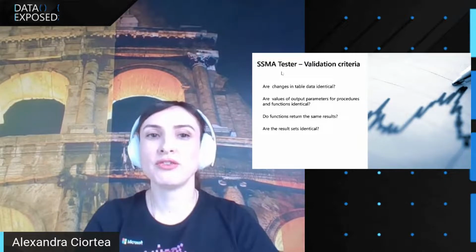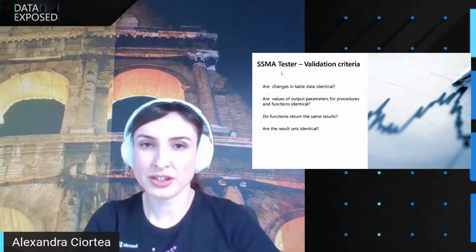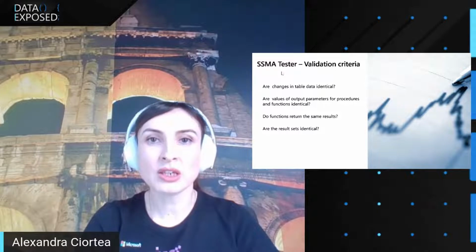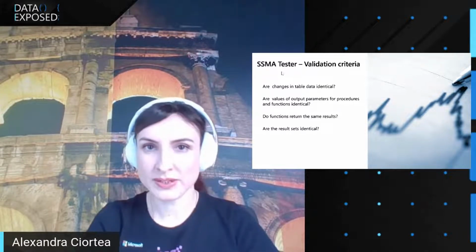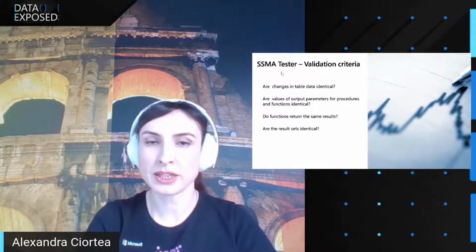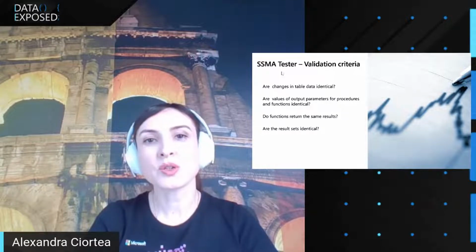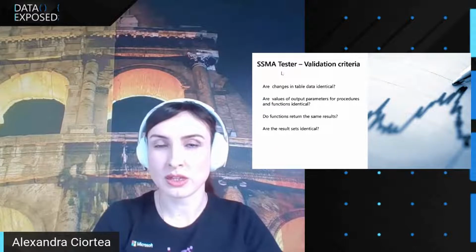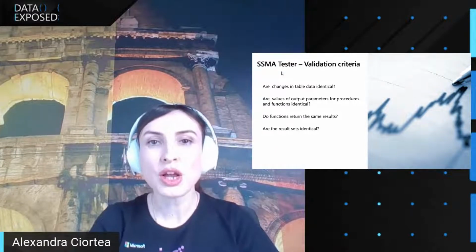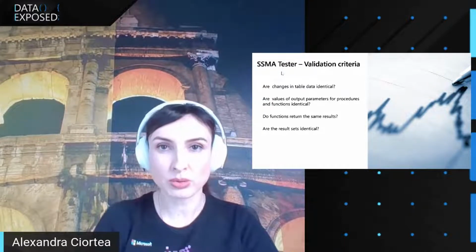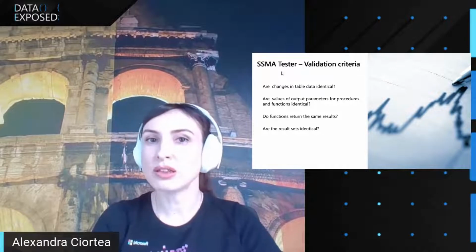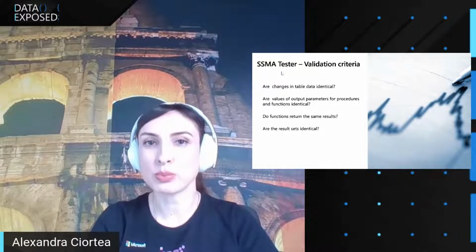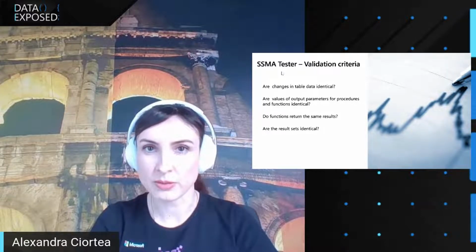How do we actually validate? What is the validation criteria that we are looking at? Well, we are not just looking at the data value itself. That's the basic part that we do for tables. We are also looking at the parameter values. We are looking at the result set. If you have a stored procedure or a function that you would like to execute, we look at the values of those parameters as well as the output of the result set.